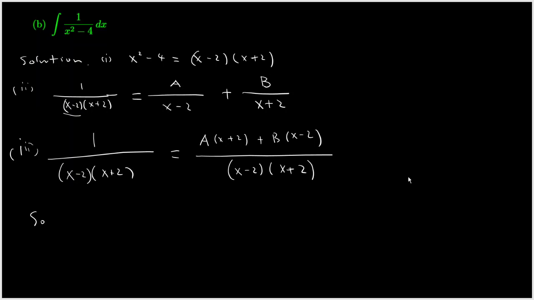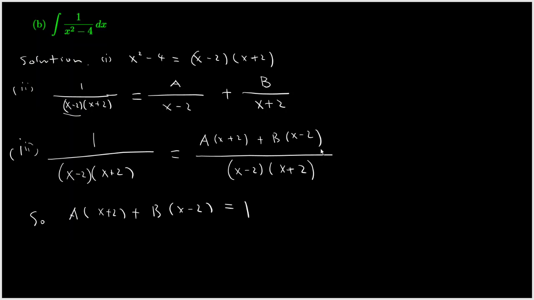After getting the right hand side, you see that for two rational functions with the same denominator, the two numerators have to be the same. That makes sense? We compare the two numerators. We can switch the sides. We have a times x plus 2 plus b times x minus 2 equals 1. We can use that equation to determine the numbers.